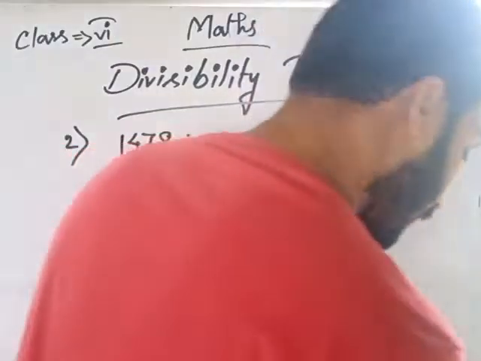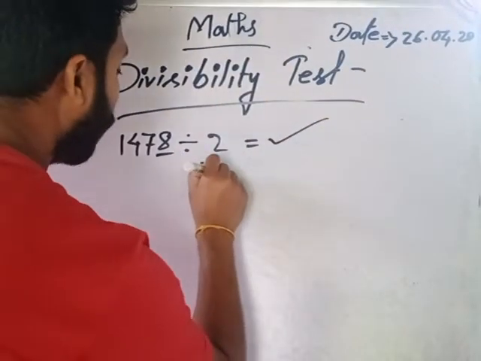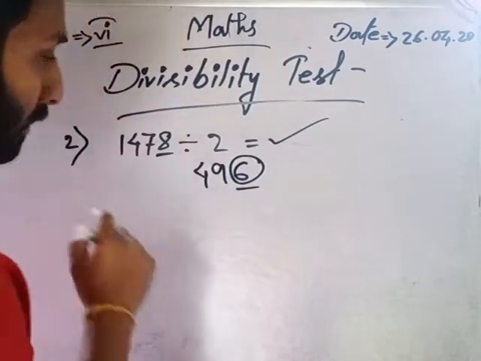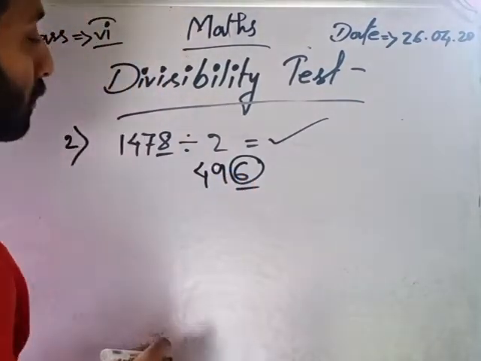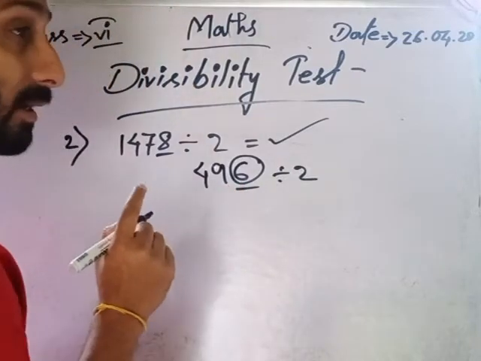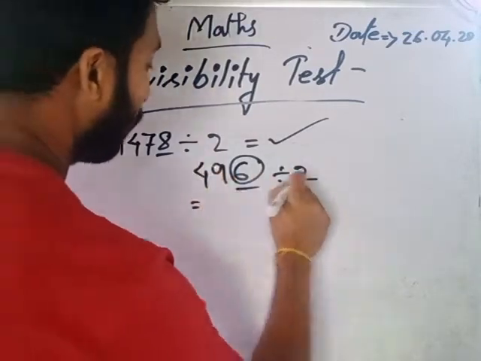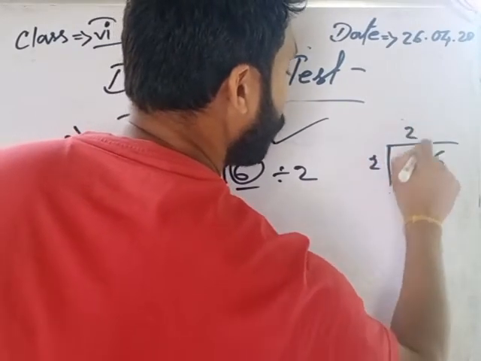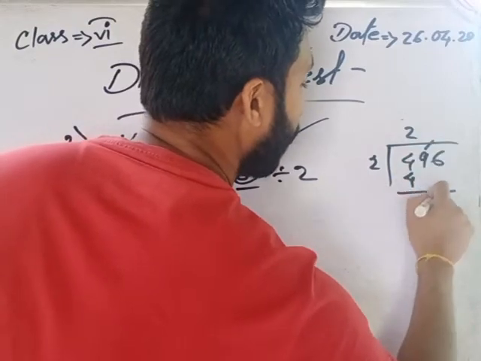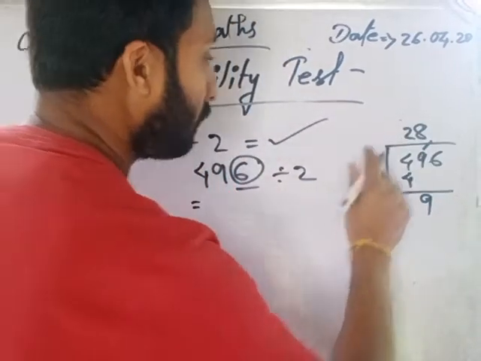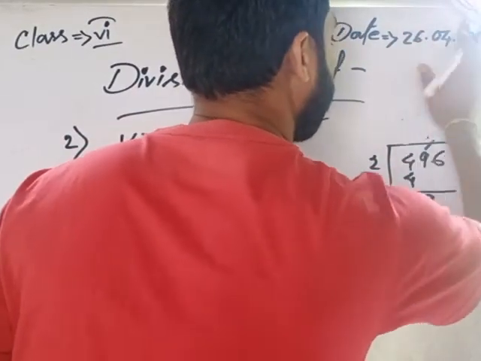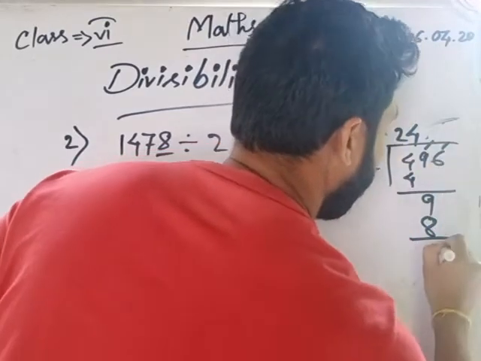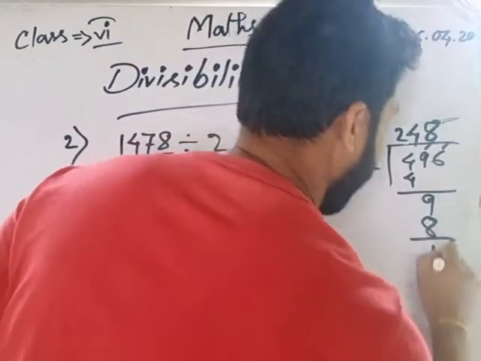Okay, just for an example here, 4 9 6. That means 6 is in the ones place. The ones digit is 6. That means we should divide by 2, completely divide. Confirm about that. You should divide it. 2 2s are 4, after that 9, 2 4s are 8, 1 is left, 6, 2 8s are 16.